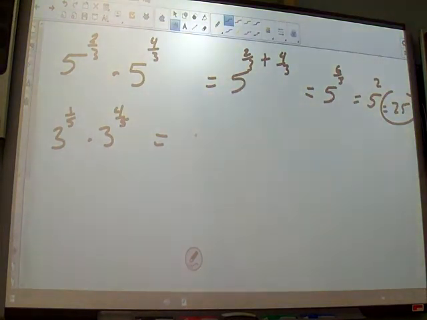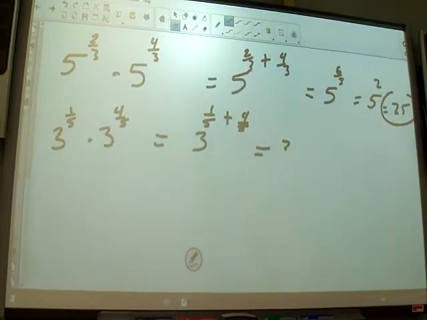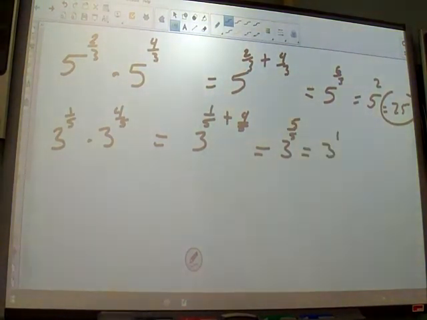Okay, what am I going to do with those exponents? Add them. 1/5 plus 4/5 gets me 5/5. What's 5/5 the same as? 1. What's 3 to the first? 3. Now, let me caution you on some things.